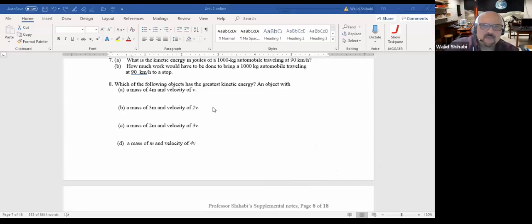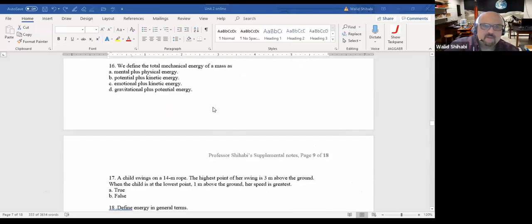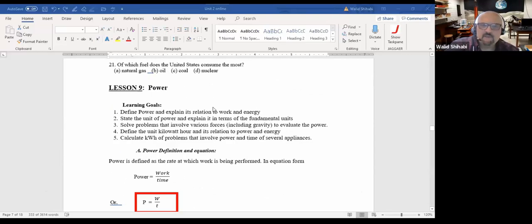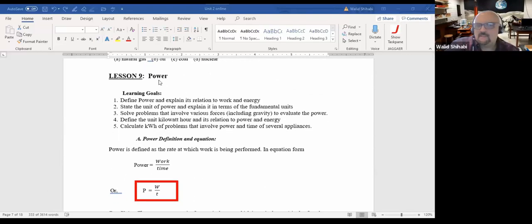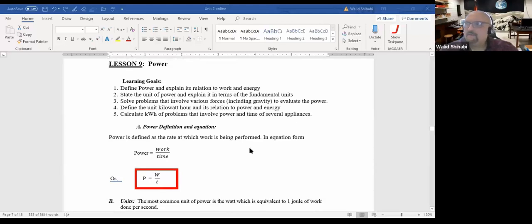But let me go back to introduce lesson number 9 because we need it in the lab. Okay, we need to know about power. So lesson number 9 is about power. You are familiar with the term power. Maybe when you buy anything, a light bulb, it has a certain power rating, like 90 watts, 100 watts, 60 watts, and so on. Usually, for big machines, they use horsepower.